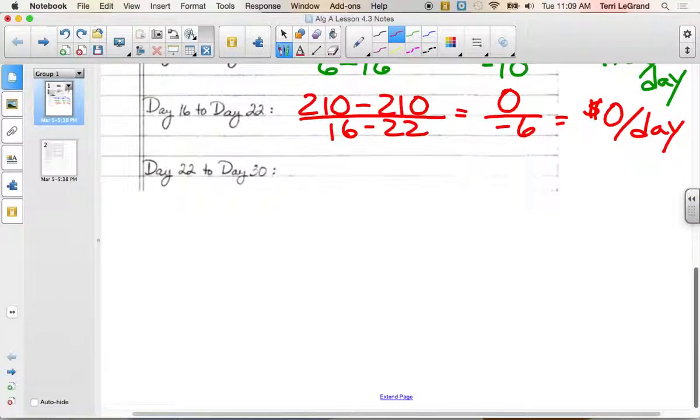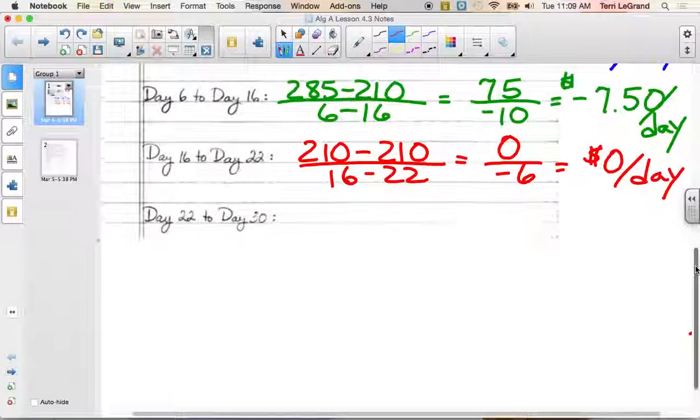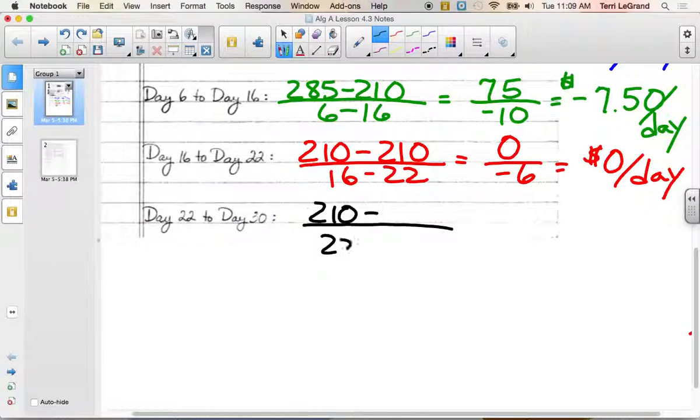Okay, and our very last one. Our very last rate of change over that last interval. We have $210 to start with on day 22. And how much money is there on day 30? Was that the 175? 175. Yeah, that's what I thought. And day 30. So notice how these are kind of lining up like they're on the table, but just flipped over.